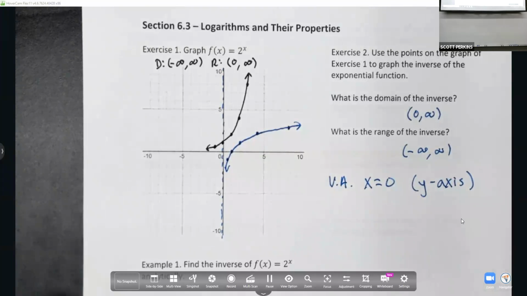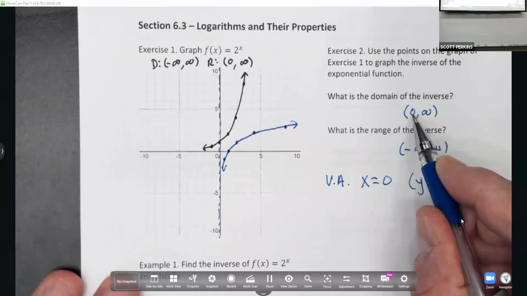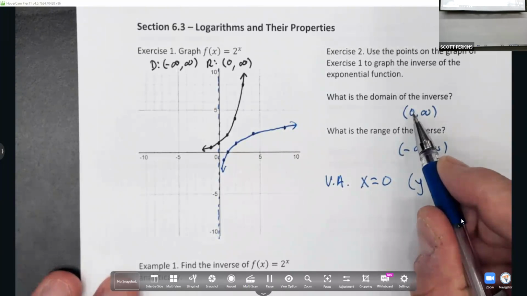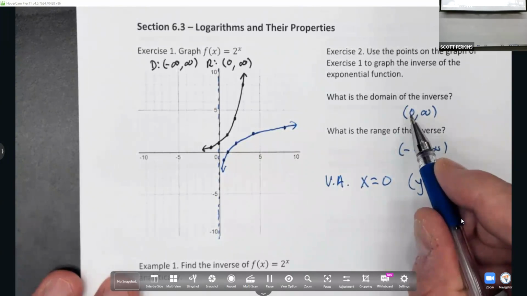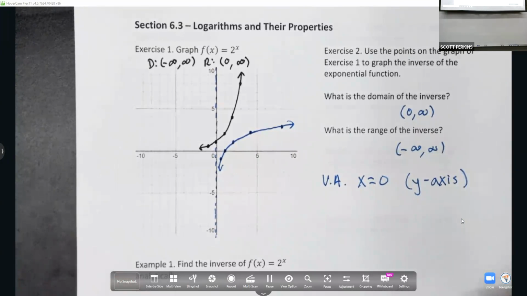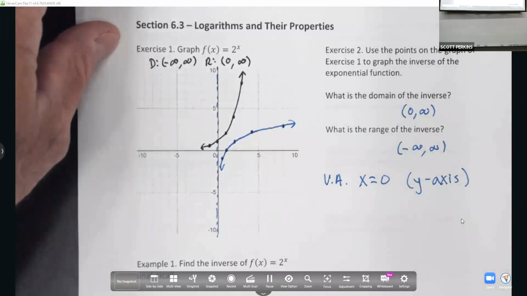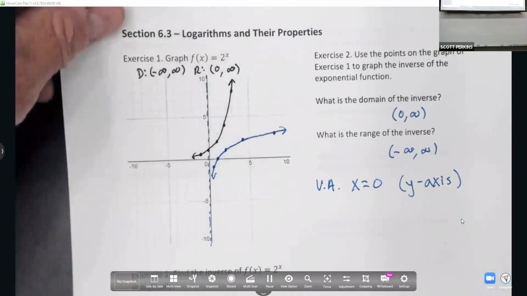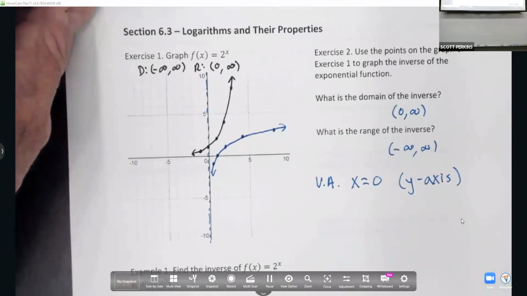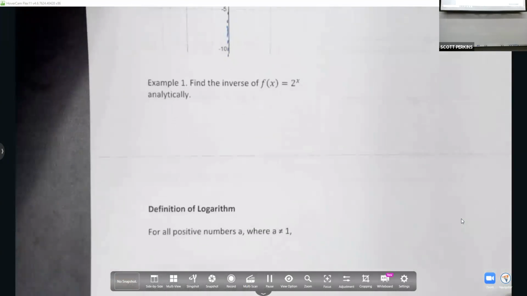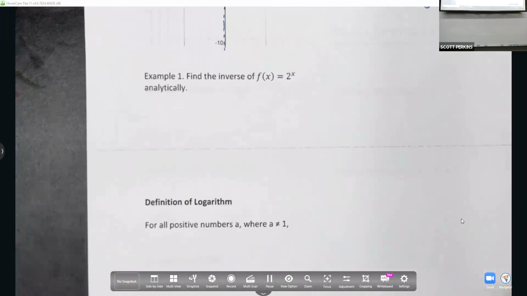How do I know that? Well, the clue is that my domain starts at 0, but it's not equal to 0. It's never going to be equal to that. So much like we did when we talked about inverses of functions, the next thing we're going to do, and I'm going to do this with you because this is where the new stuff really begins, we are going to now determine the inverse of 2 to the x analytically.